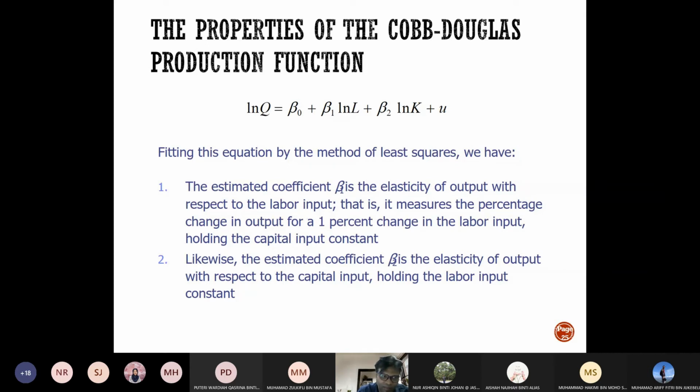Okay, that's the definition for beta 1. Likewise, beta 2 is the same thing: the elasticity of the output with respect to the capital input, holding the labor input constant. So beta 1 is based on the capital, and beta 2 is based on the labor. That's the difference.